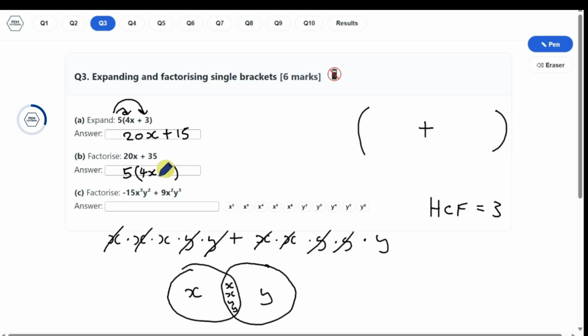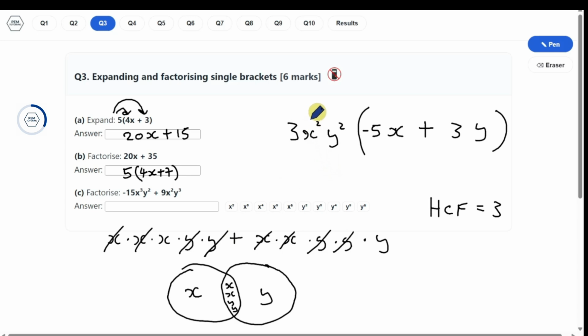The highest common factor between 15 and 9 was 3, so we put a 3 outside. And we want to put the highest common factor outside as well. So we have x times x, which is x squared, and we have y times y, which is y squared. And we're left with x inside here and y inside there. So now we need to work out what do we times 3 by to get minus 15. That is going to be minus 5. And what do we have to times 3 by to get positive 9? That will be 3. And that is done.